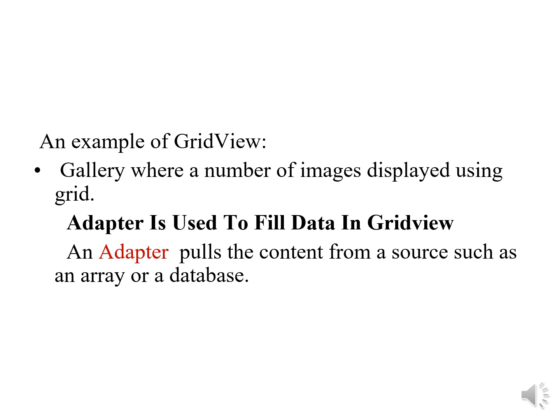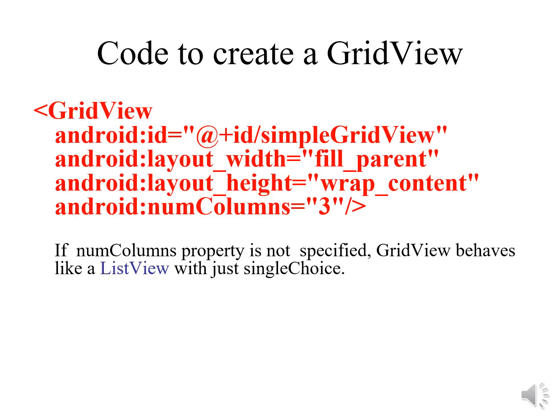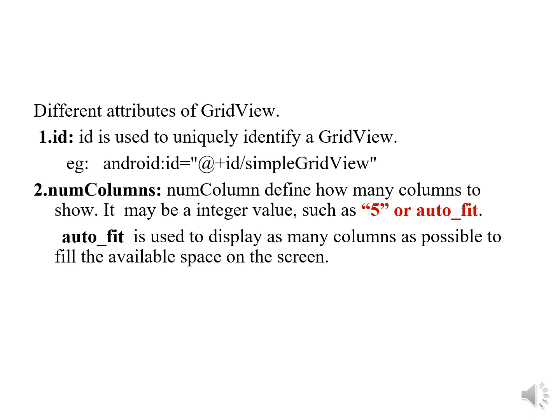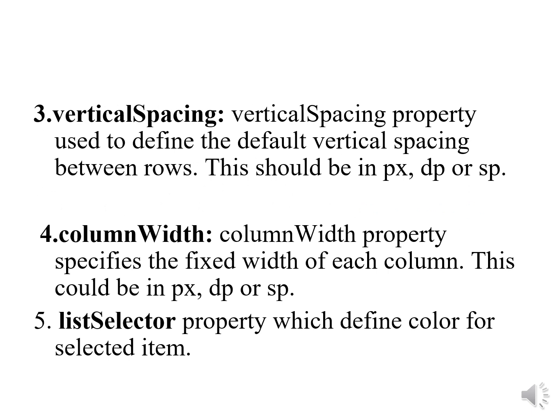To fill the grid view, we will be using adapter. To create a grid view in your application, you have to use grid view tag in your XML file. An important property that you should know for the grid view tag is num columns. Num columns will specify how many columns should be there in a row. If you are specifying three, three columns will be there in one row. These are the other important properties of grid view. You just go through this.